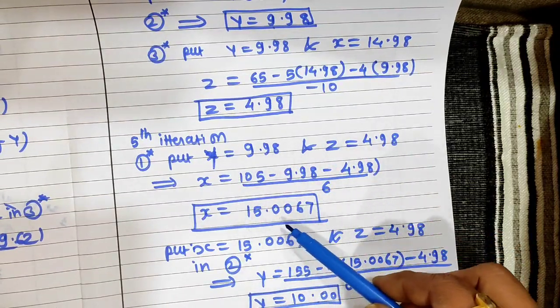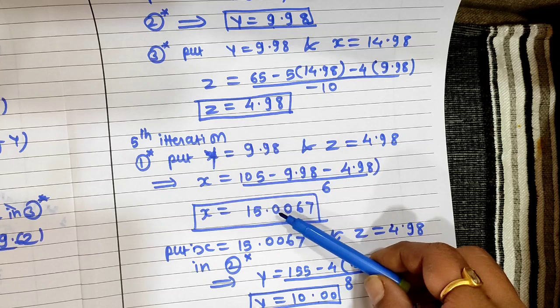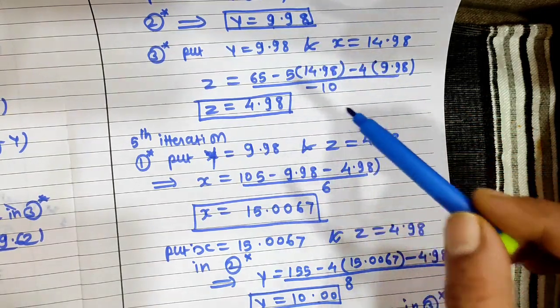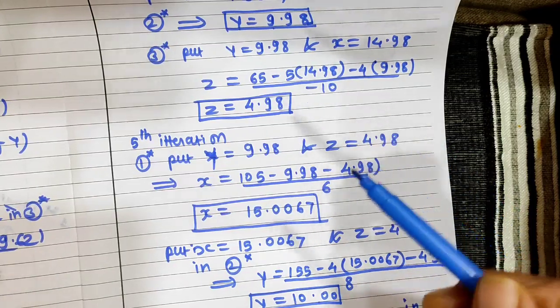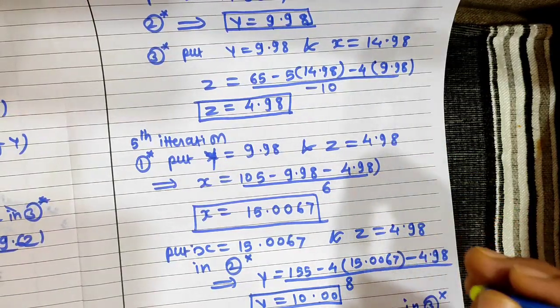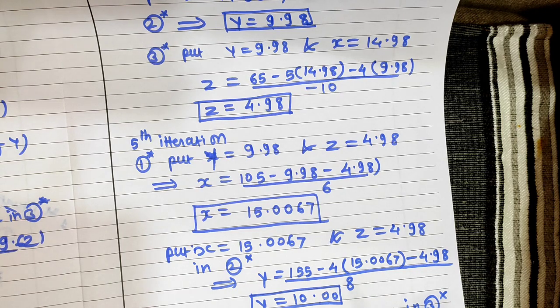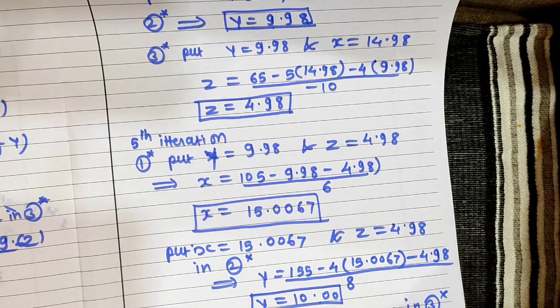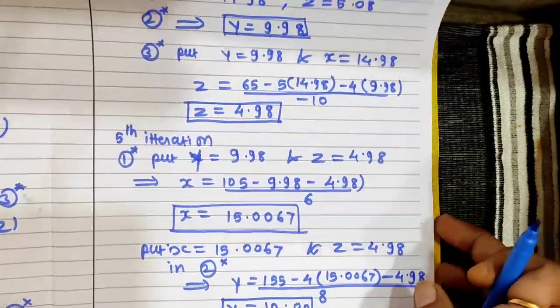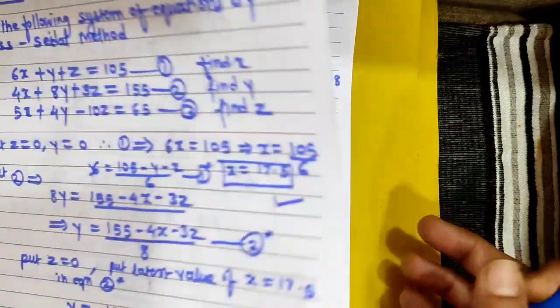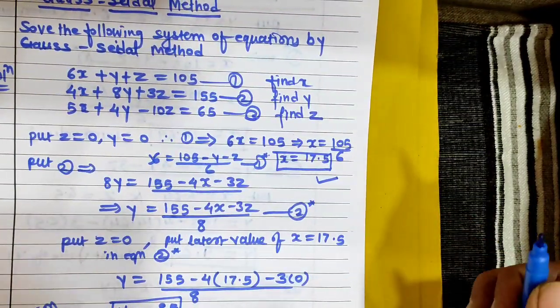We got the answer as 15.007. Now look at these answers, 14.98 and 15.0, they are very close, with less difference. So that's why we are going to stop here at the fifth iteration. And x equal to 15.006 means 15, and y equal to 10 means 10, and this is the last final answer of the equation. If you do the proper practice and use the calci, you will get the marks on this Gauss-Seidel method. Okay, thank you for watching.